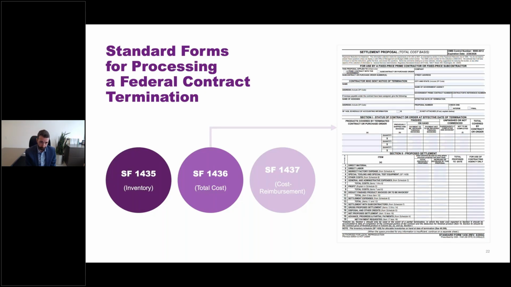All right. Under FAR Part 49, there are standard forms that you use in a settlement proposal, depending on the type of settlement you are pursuing. For fixed price contracts, your basic options are the SF 1435 or 1436. One is termination processed on an inventory basis. That's where you are focusing, and you have a lot of inventory, and you're going to focus on that. 1436 is the total cost basis. Both of these are cost driven, though.